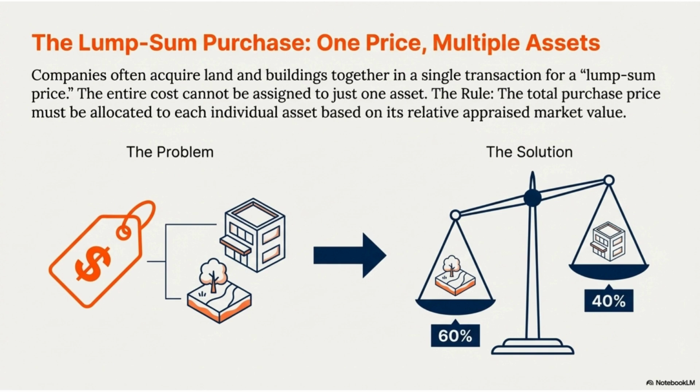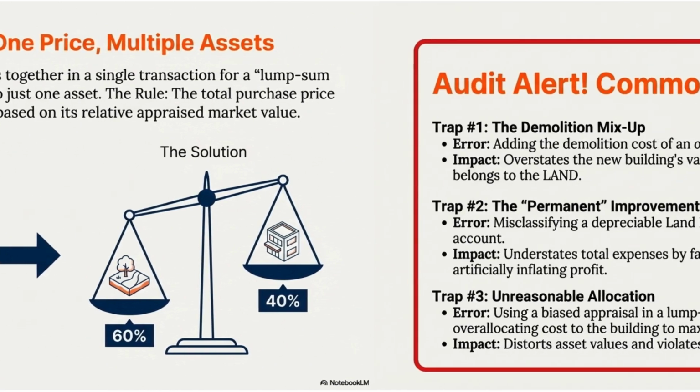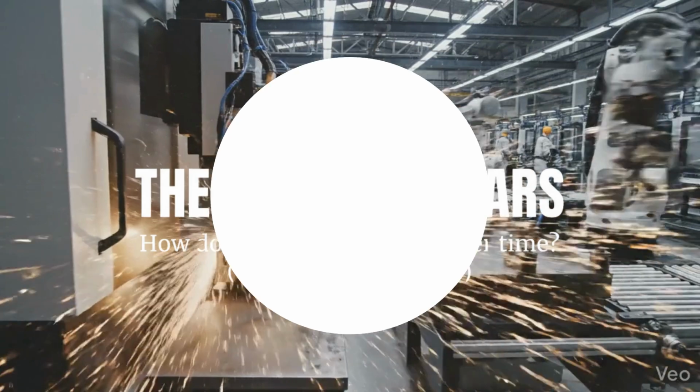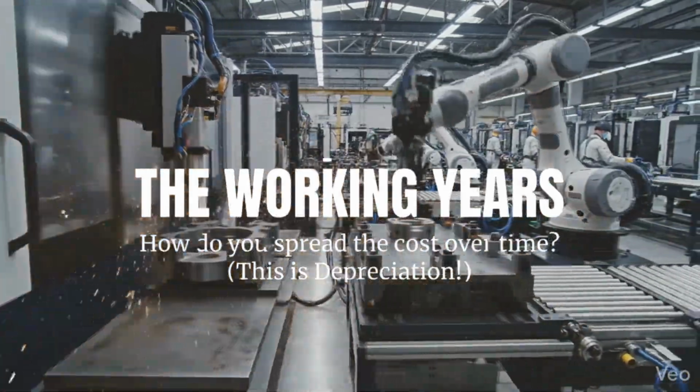No, you have to allocate the cost based on the relative market value. You figure out what percentage of the total appraised value each asset represents, and then apply those same percentages to your actual $100,000 purchase price. Which ensures the depreciable asset, the building, gets a fair share of the cost. Okay, so now we have our accurate cost. We have our starting point.